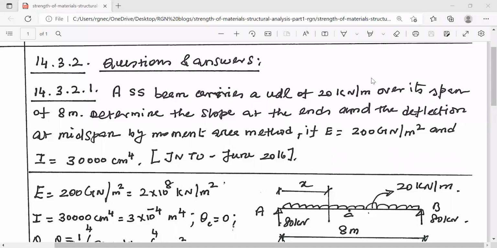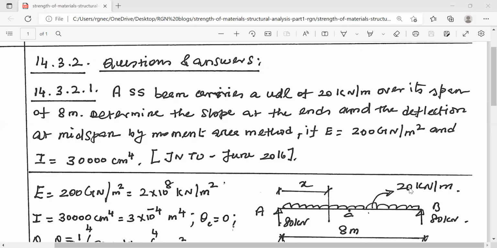Hello friends, now we will see one university question on Mohr's moment area theorem for calculation of deflections. This is for JNTU in the year June 2016. The problem is defined here. It is a simply supported beam of span 8 meter loaded with uniformly distributed load of 20 kilonewton per meter.